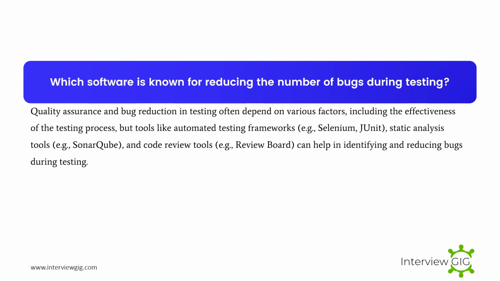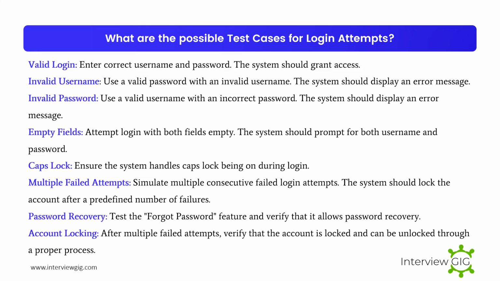Which software is known for reducing the number of bugs during testing? Quality assurance and bug reduction in testing often depend on various factors, including the effectiveness of the testing process, but tools like automated testing frameworks, for example Selenium, JUnit, static analysis tools, for example SonarQube, and code review tools, for example Review Board, can help in identifying and reducing bugs during testing.